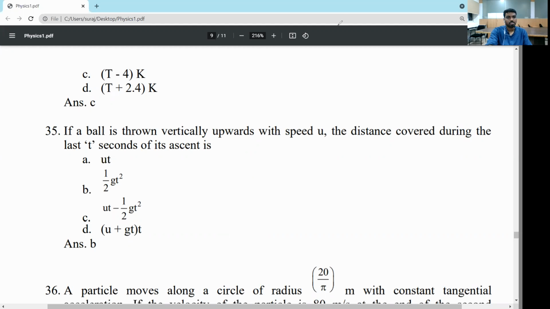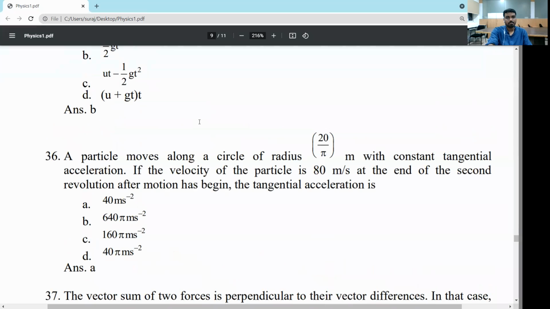Okay. Now question number 36. The particle moves along a circle of radius 20 by pi meter with constant tangential acceleration. If the velocity of the particle is 80 meters per second at the end of the second revolution after motion has begun, the tangential acceleration is. Radius is given 20 by pi meter with constant tangential acceleration.